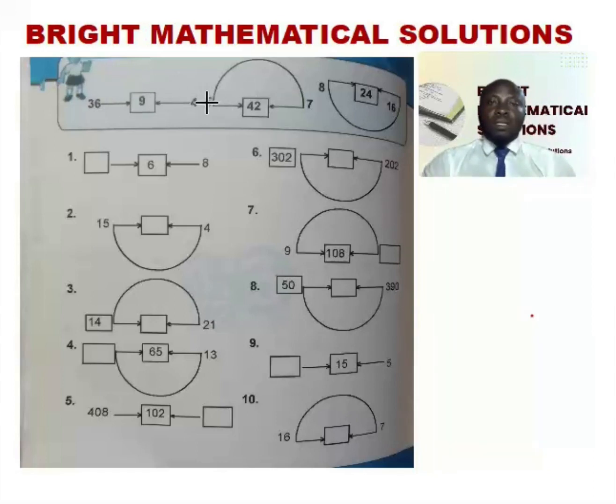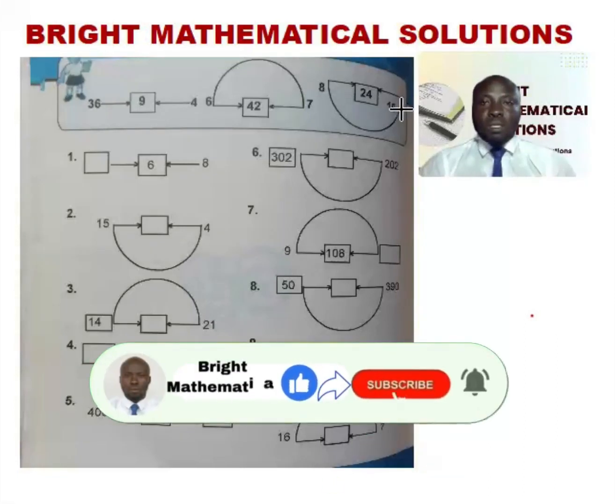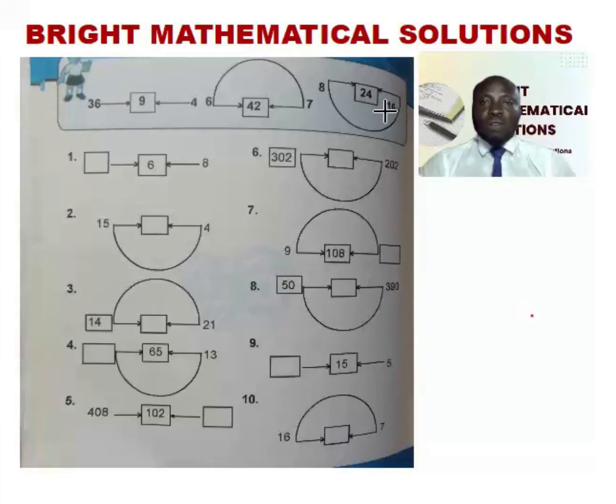Now let's look at this. 6 multiplied by 7 will give us 42. 42 divided by 6 will give us 7. 42 divided by 7 will give us 6. Now if we look at this, this is 8 and this is 16. So this is addition. 8 plus 16, that's 24. 24 minus 8 will give us 16. 24 minus 16 will give us 8. So that is the operation: when it is up, it is multiplication; when it is down, it is addition.